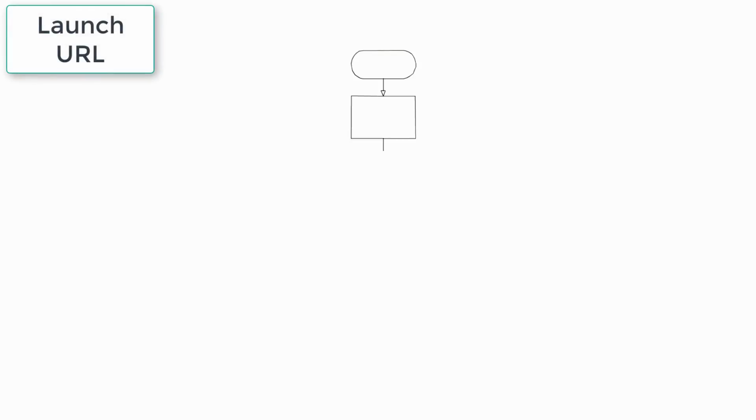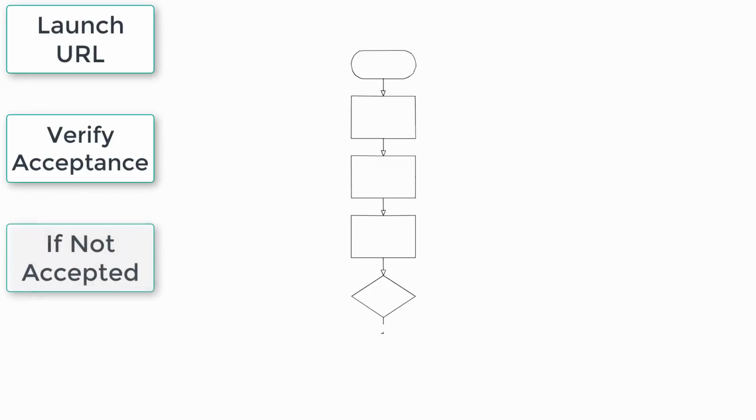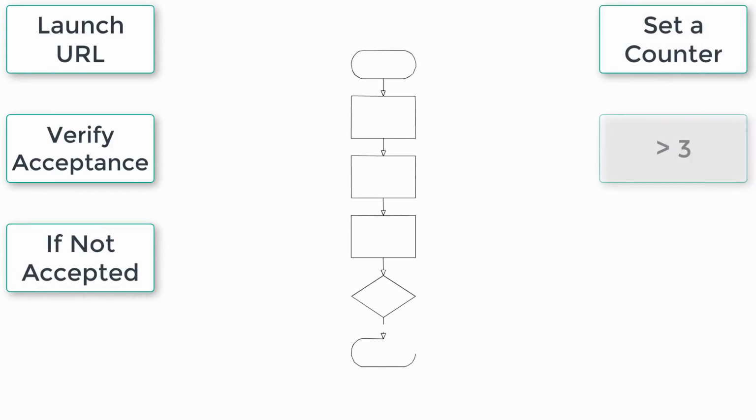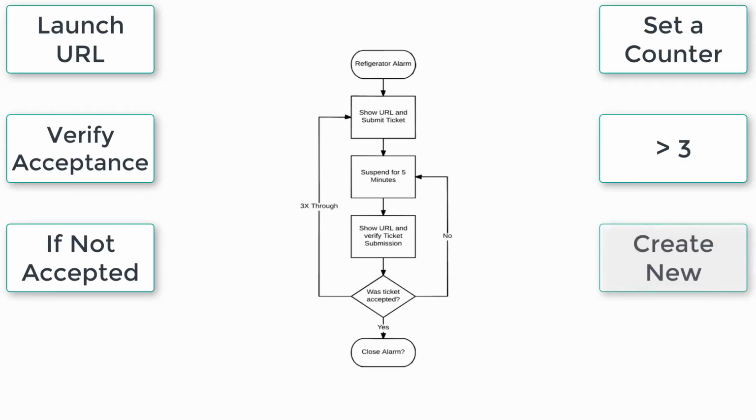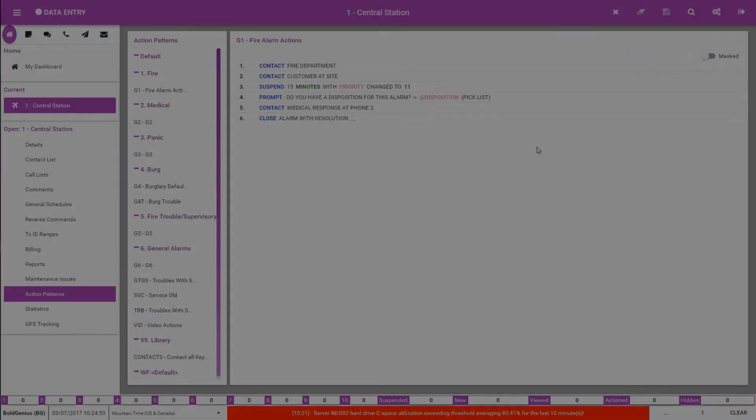1. Launch a URL for the creation of a service ticket. 2. Verify the service ticket was accepted. 3. If not accepted, 4. Set a counter. 5. Determine if the counter is greater or equal to 3. 6. If greater or equal to 3, create a new service ticket, then go back to 2. So what are the elements needed? We need a URL. What would a flowchart look like for this scenario?